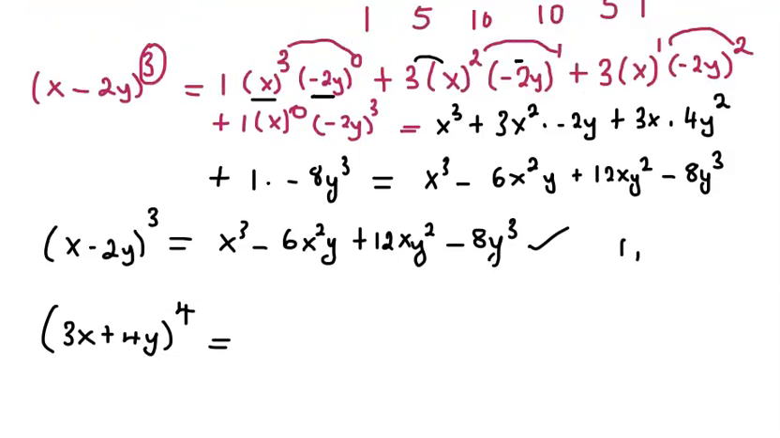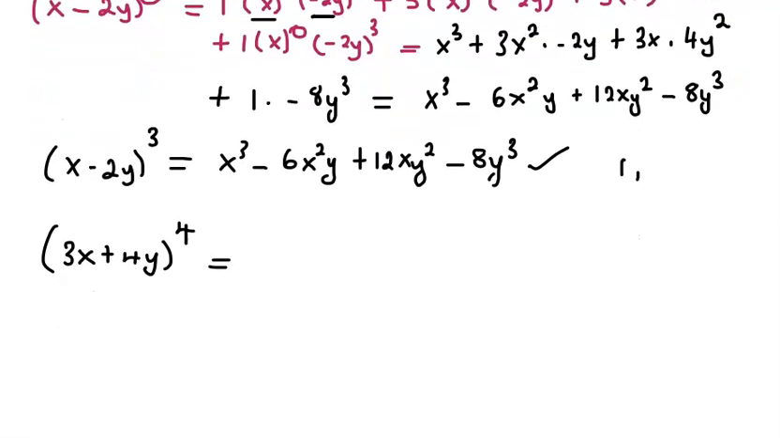Is that 4? Yes, 4, 6, 4, 1. What am I doing? That is 4, 6, 4, 1, right? So we have 1, 4, 6, 4, 1. These are the coefficients: 1, 4, 6, 4, and 1. So these are our coefficients.